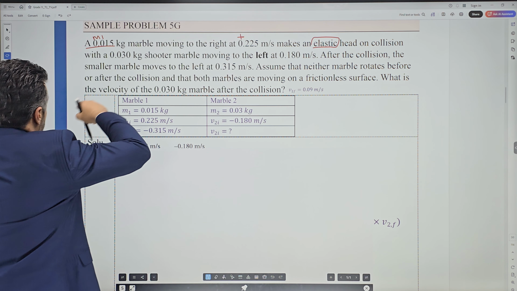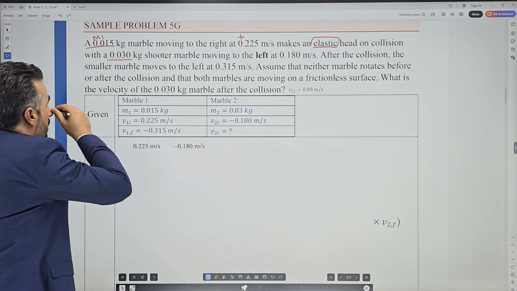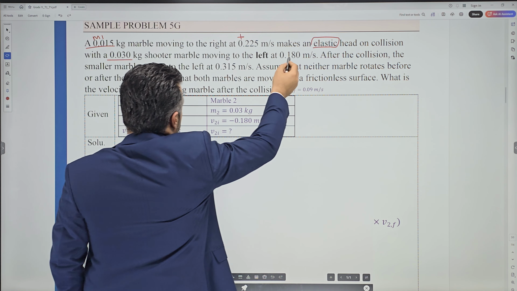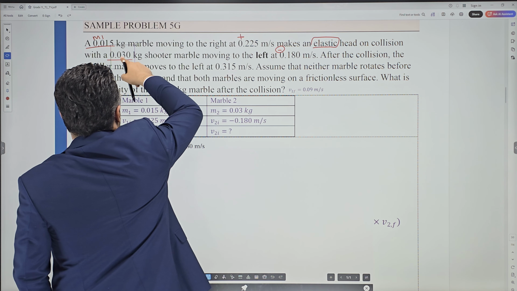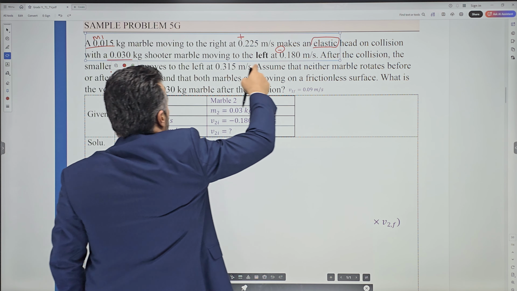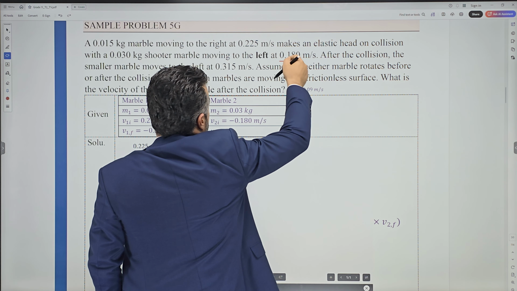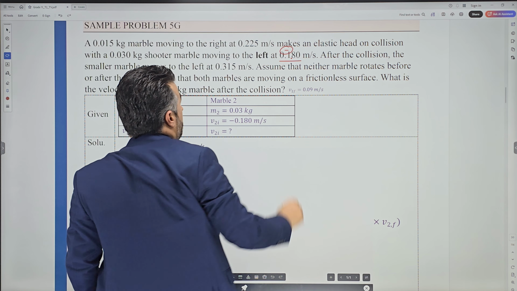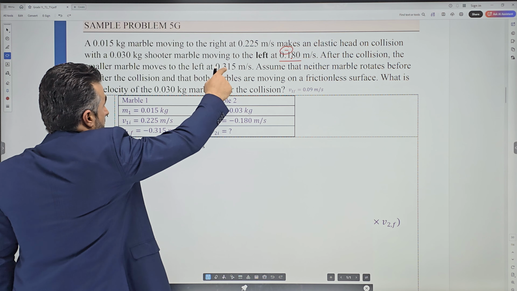Momentum is always conserved. It says it collides with another 0.030 kilogram shooter marble moving to the left. When it says moving to the left, that is going to be negative. So this is the mass of the second marble, and this is going to be the velocity V2 initial, which is negative because it says left. After the collision, the smaller marble moves to the left with this much velocity.